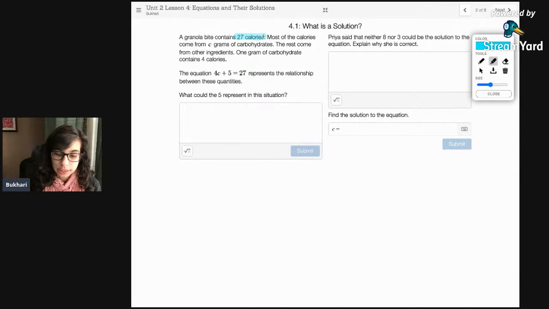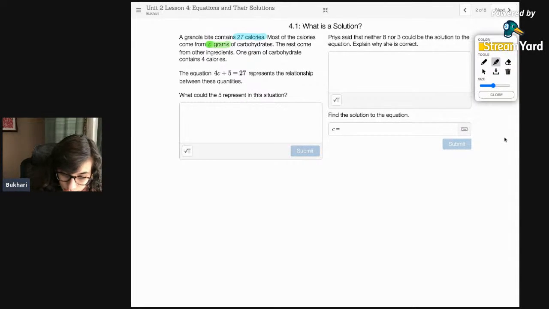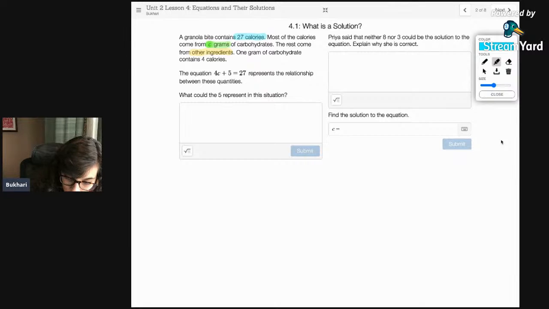Most of the calories come from C grams of carbohydrates. Okay, I don't know my grams of carbohydrates, but I know that it is some variable, right? Unknown quantity C, right? C grams. The rest come from some other ingredient. Okay, so we have some other ingredients around here that I don't know where they come from, but I have some number from other ingredients. 1 gram of carbohydrate contains 4 calories. Okay, so I see calories. Calories reminds me of what I saw in the beginning, right? Connecting to my total number of calories.